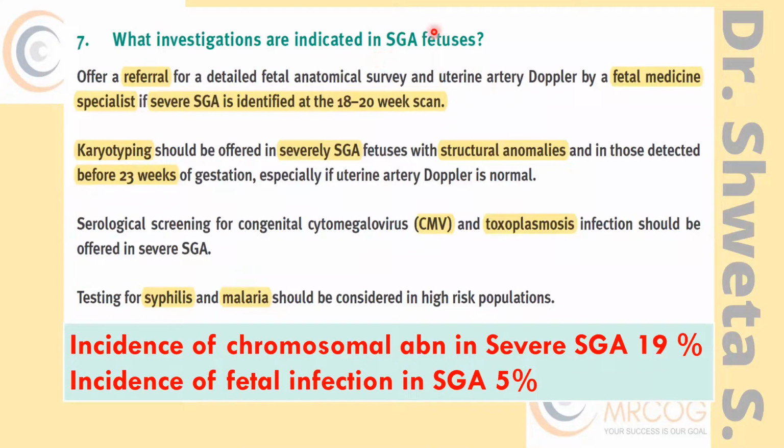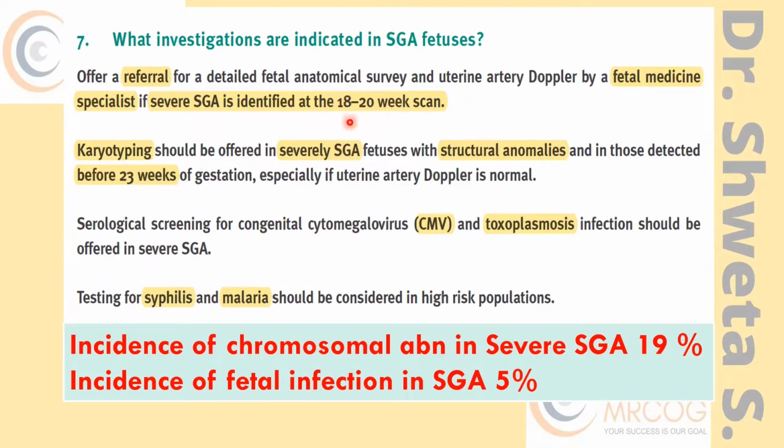What investigation will you do in the second trimester? This is also important because if you get severe SGA in the 18 to 20 week scan, that is something worrisome. Either the baby is structurally abnormal, chromosomally abnormal, like karyotype, or infection. These three are the things which can make a small baby at the 18 to 20 week scan.